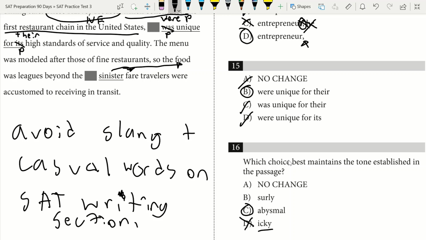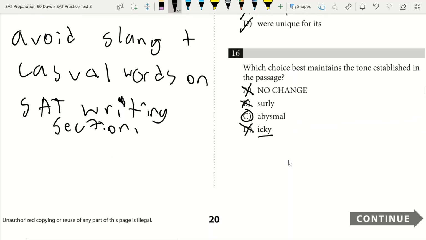Okay, so that's why we're not going to use icky, and then the problem with sinister and surly is that they're not used, those are words that aren't used to describe food, so we're not going to use them to describe food here.